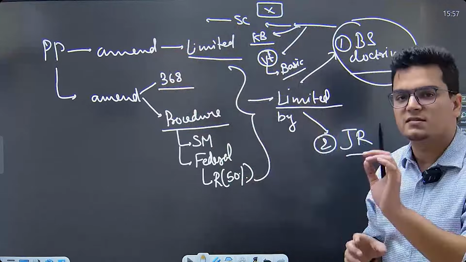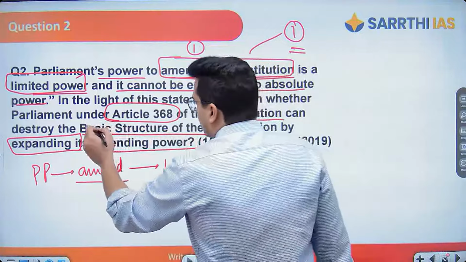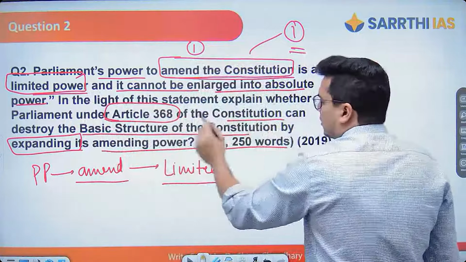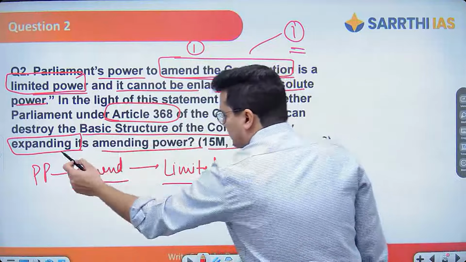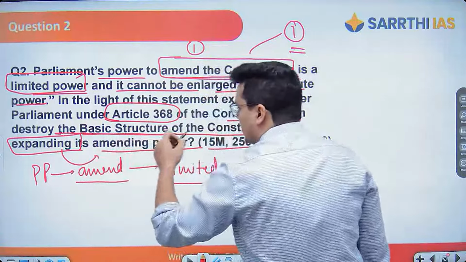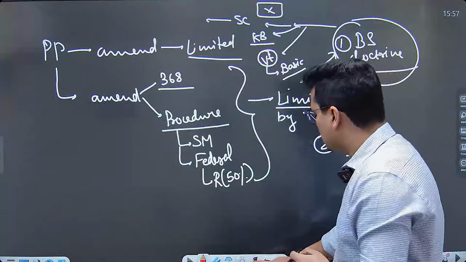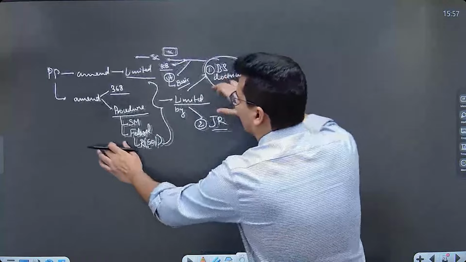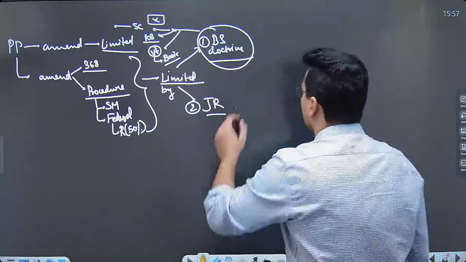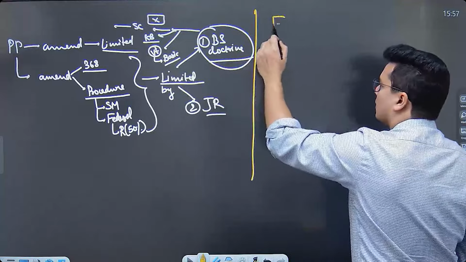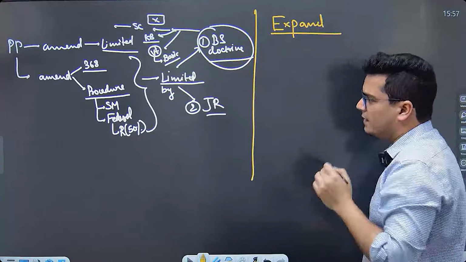Then, on my second page now, I have to write: can the parliament expand its amending power? By expanding its amending power, can the parliament destroy the basic structure of the constitution? So in the second part of the question, here only, I will write the second thing. The second thing is what? Can parliament expand its amending power and then destroy the basic structure?